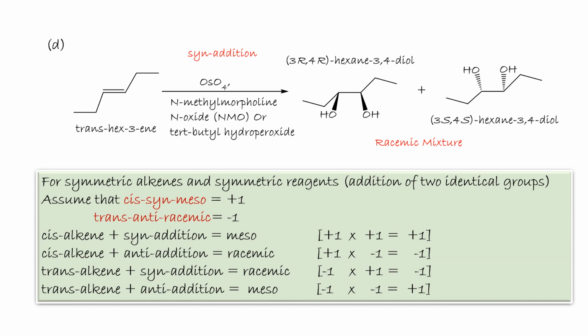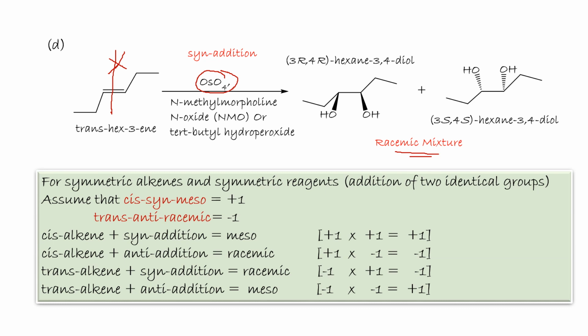Now, if you have the trans which has no plane of symmetry, okay, and you would like to get a racemic mixture, the only thing you have to do is add the OHs from the same side using osmium tetroxide.